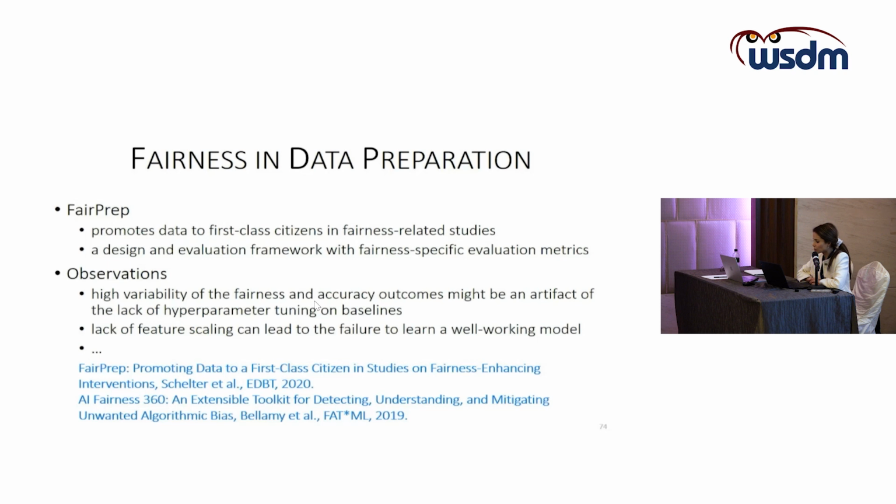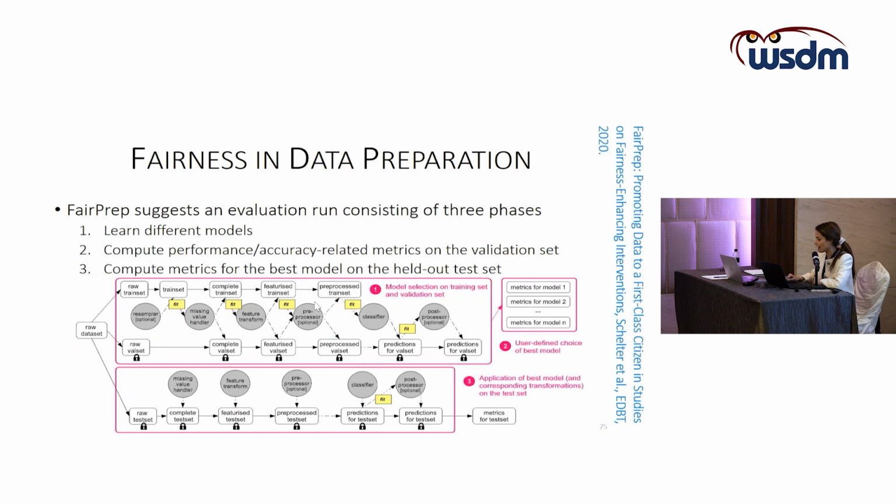The first insight that FairPrep provides is about the outcomes of existing fairness-enhancing interventions. For example, it shows that the high variability of the outcomes of interventions with respect to different splits of train and test data has a lot to do with the lack of hyperparameter tuning of the models. Another insight FairPrep provides is that the choice of data cleaning and missing value imputation can impact the effectiveness of the interventions that we have.